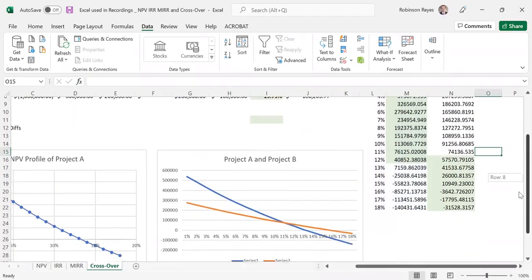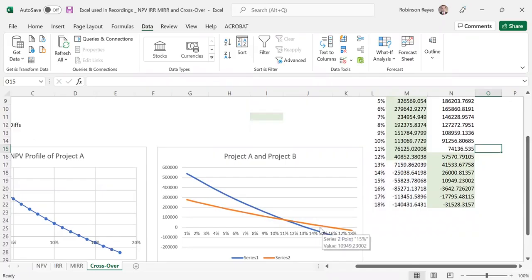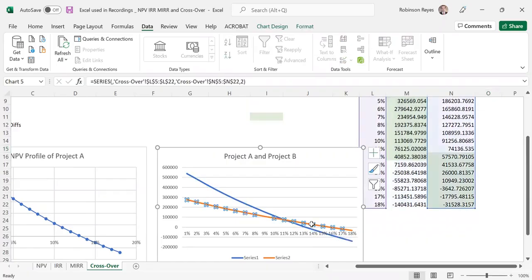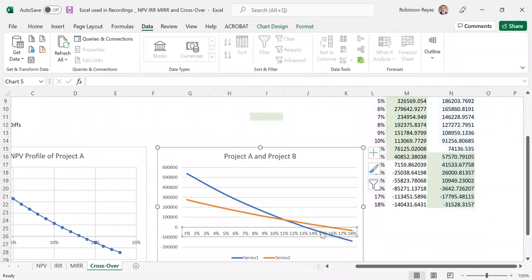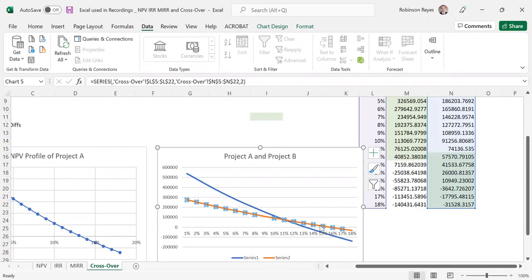So we reject the project. The project crosses zero after 15.75. So this is interesting. Number one, when the discount rate is 14, we dismiss project A, but we still accept project B. When the discount rate is 15, we dismiss project A, but we still accept project B because project B's IRR is 15.75.